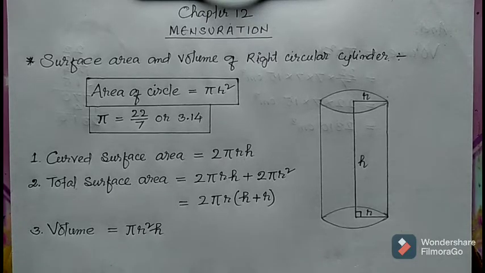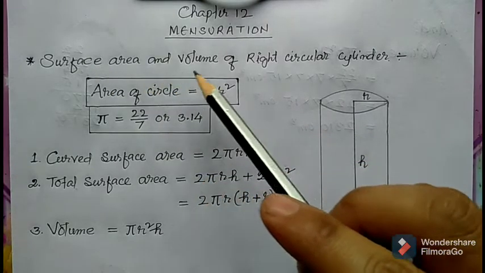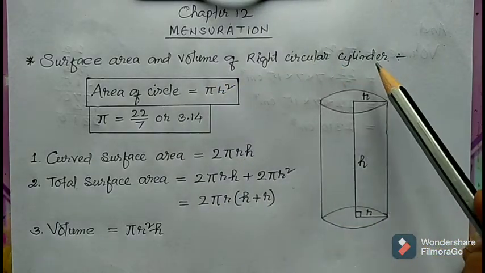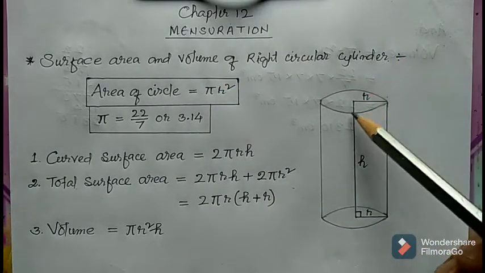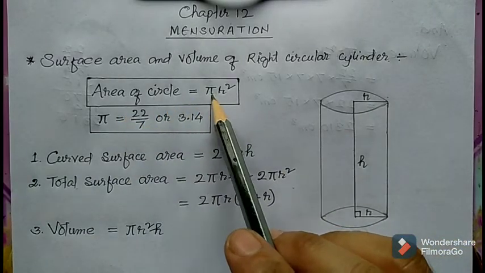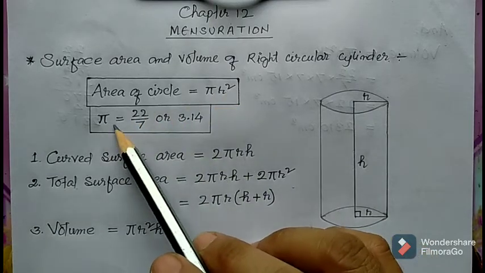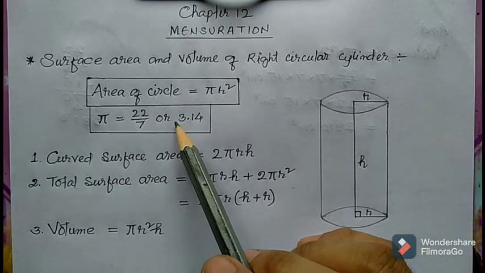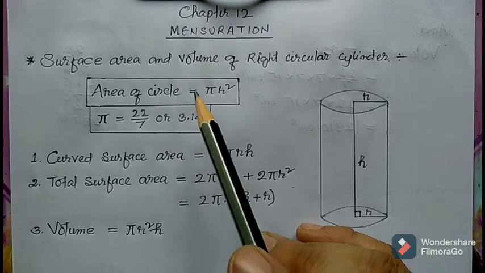In the last two classes, we have learned formulae for cuboid and cube, and also we used those formulae and worked out some textual questions. So in this class, we are going to learn surface area and volume of right circular cylinder. Before we go to cylinder, just remember these two. Area of circle formula is pi r square, and pi value is 22/7, or this value is also 3.14.